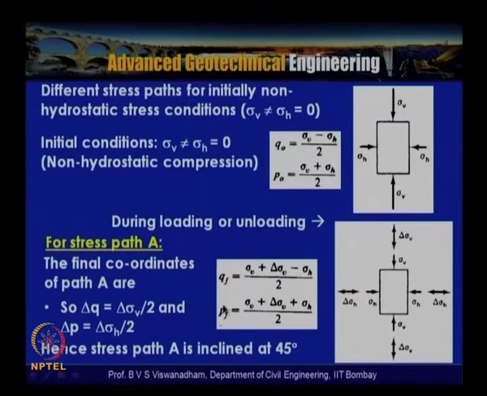So we have QF and PF as the final coordinates of the stress path A, and because the changes in Q and P are the same, delta Q by delta P, the slope of this line, comes to 1. That means the stress path A is inclined at 45 degrees.